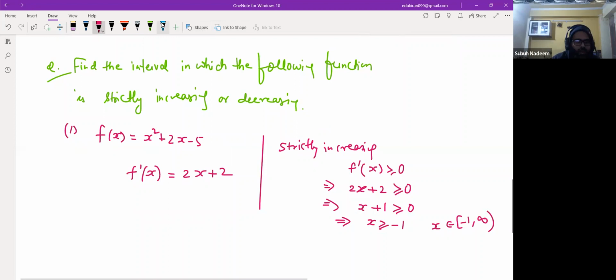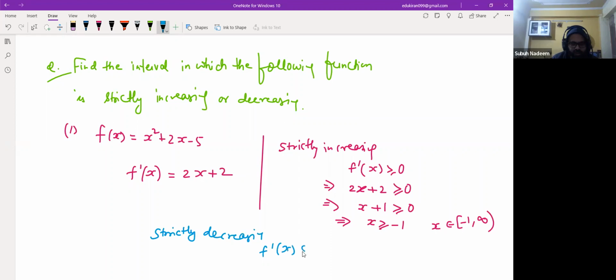Another one is strictly decreasing. If you talk about strictly decreasing, you will say that f dash x is less than equal to 0. That implies the same thing, 2x plus 2 is less than equal to 0. Or 2 common, it goes on the right, x plus 1 less than equal to 0. Or x is less than equal to minus 1. So we say that x belongs to minus infinity, comma, minus 1.